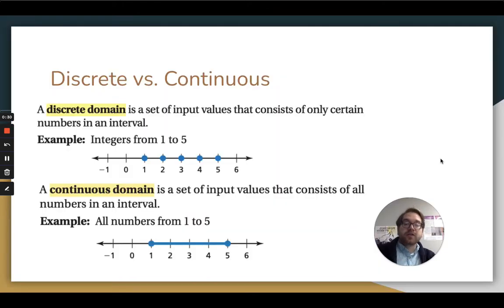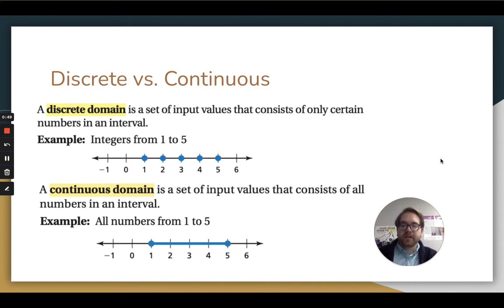So remember, we're talking about domains, and those are the input values for our function, or what we see on the graph as the x values. Those are all the numbers that can go into our function, the first part of our function relationship. And there's two types of domains that we've been looking at, discrete and continuous.